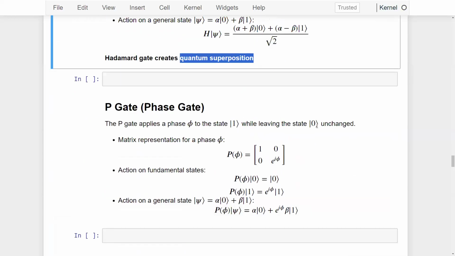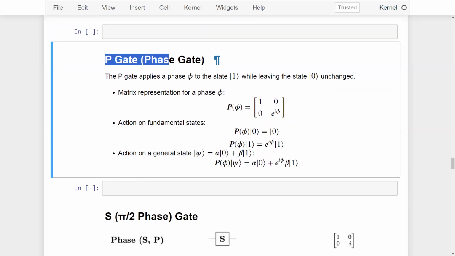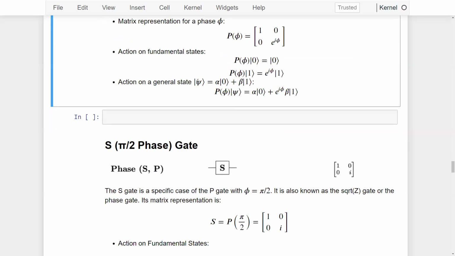So Hadamard gate creates the superposition. And finally, some other popular single qubit gates, starting from P gate, also known as phase gate. It's the gate that acts on state 0 and returns unchanged state 0, but if it acts on the state 1, it returns 1 with additional phase.